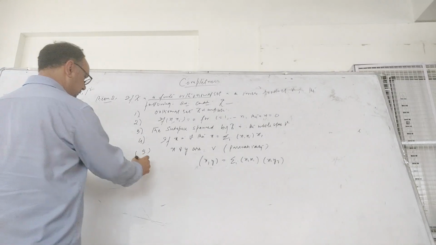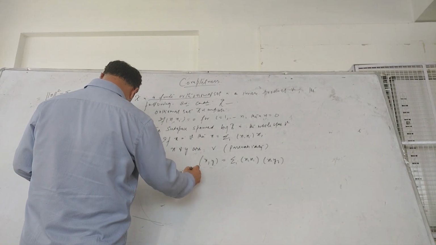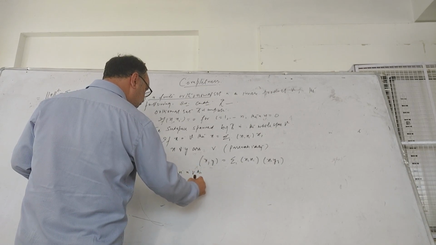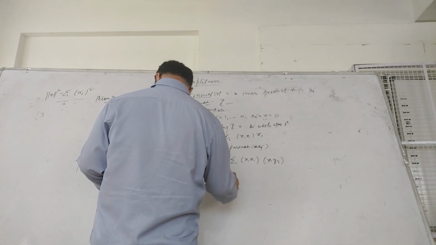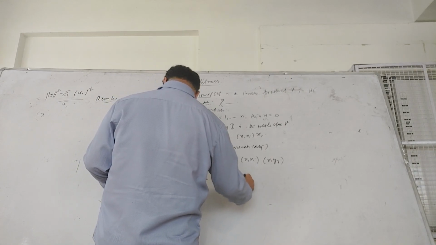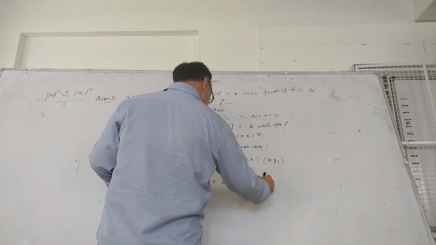And the sixth one. If x is in V, then the modulus of x squared is the sum of |(x, xi)| squared.